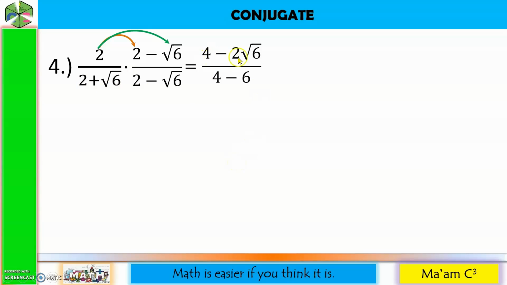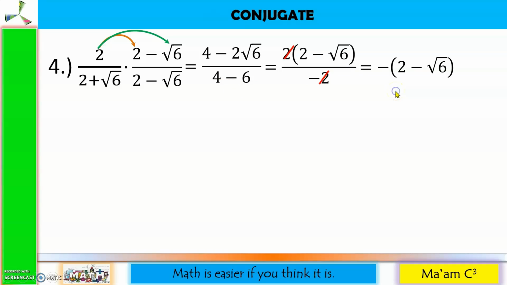We can factor out 2 in our numerator. So 4 divided by 2 is 2. And then copy minus. 2 square root of 6 divided by 2 is square root of 6. The denominator will be negative 2. We can cancel out 2. So we have negative of quantity 2 minus square root of 6. Let's distribute the negative. So this will be negative 2 plus square root of 6.